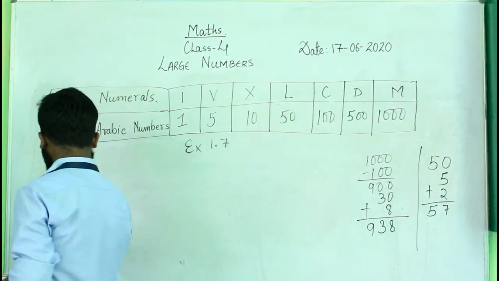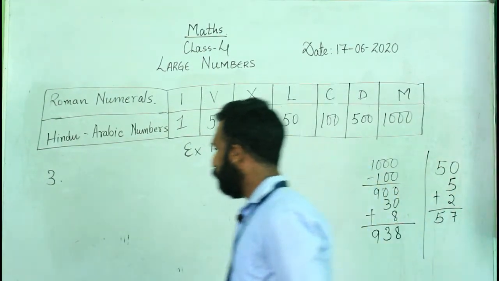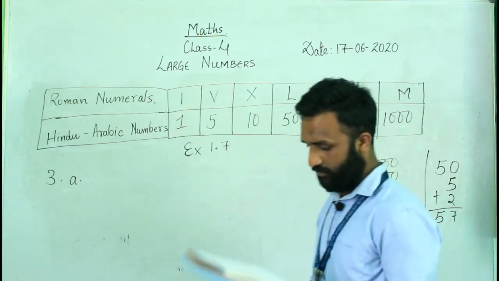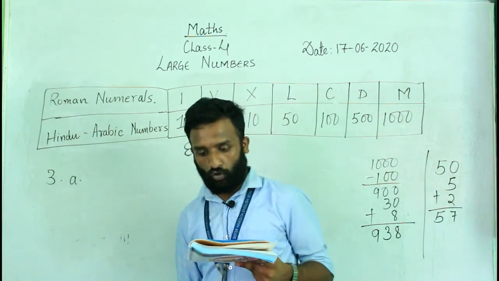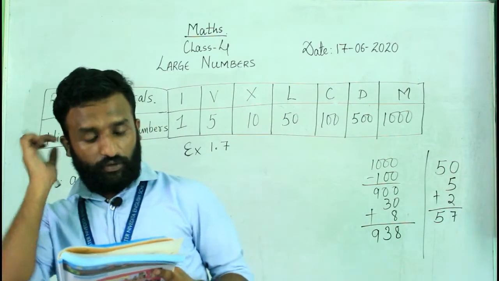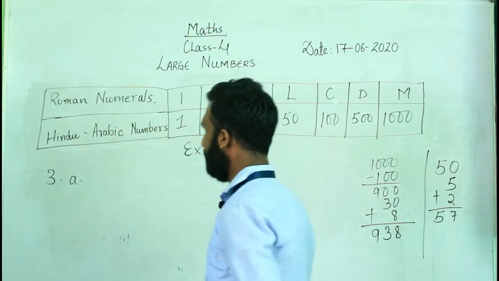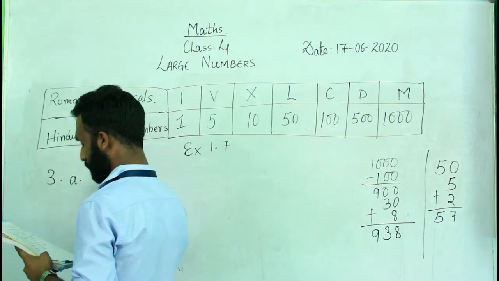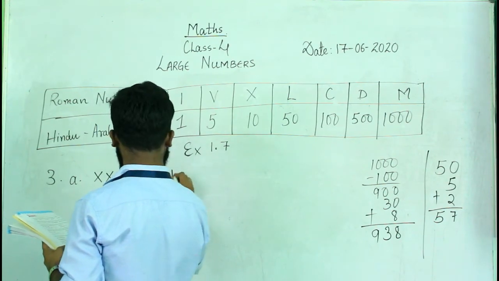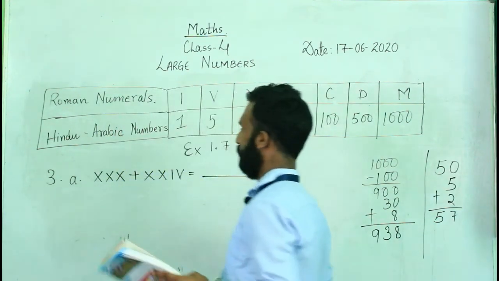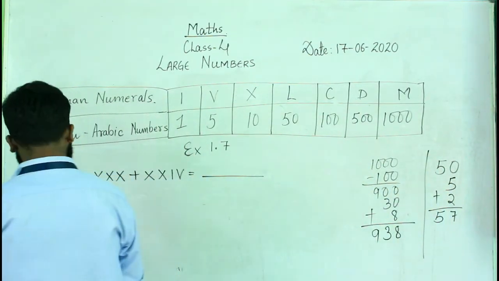Question number 3. In question number 3, I am going to do number A. It says, find the sum of the following and write the answer in Roman numerals. Here we have to find the sum and write the answer in Roman numbers. I'll write the answer here. How to do this?